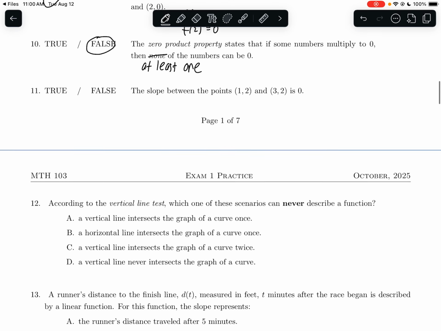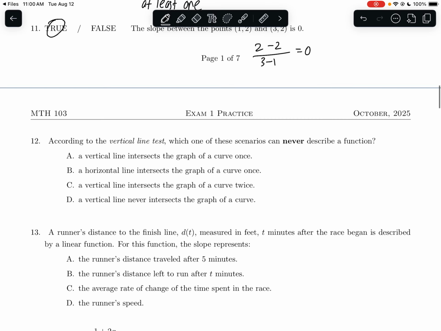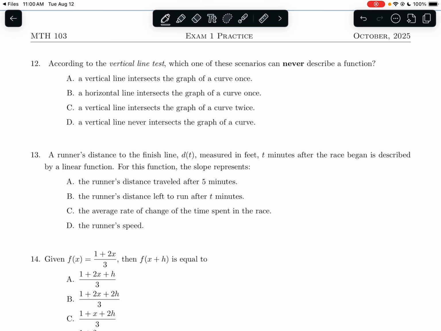Okay, the slope between these 2 points is 0. You just compute it. 2 minus 0, over 3 minus 1. Yeah, it's 0. So that's true. It's a horizontal line. Okay, according to the vertical line test, which one of these can never describe a function?